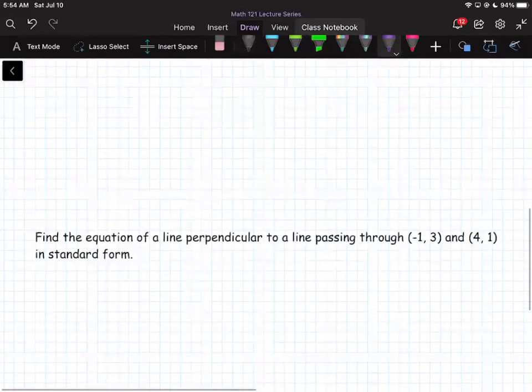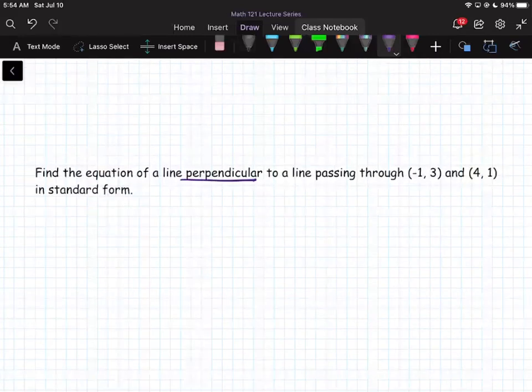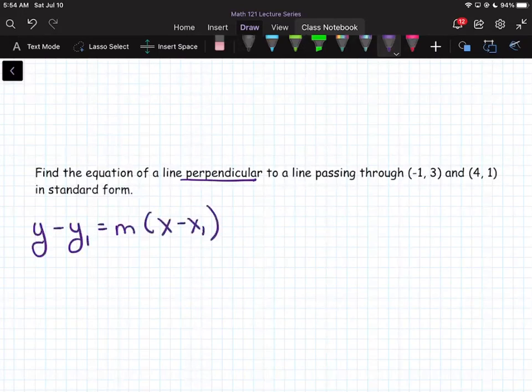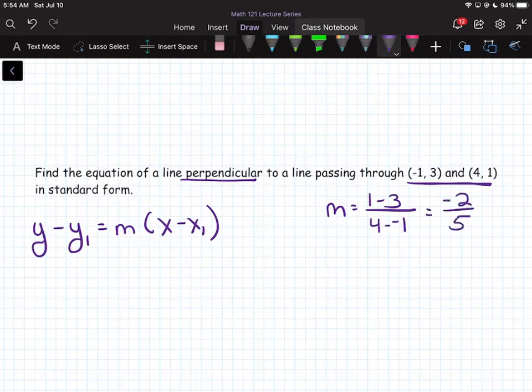If we're looking to find the equation of a perpendicular line, we're going to follow the same procedure. Begin with point slope, y minus y1 equals m times x minus x1. And step 2 is to find the slope. Well, we have a line passing through these 2 points, and we want this equation to be perpendicular to it. So the first thing we have to do is find the slope of this line. In order to do that, we're going to use our formula. We'll have y2 minus y1 over x2 minus x1, which leaves us with negative 2 over 5.